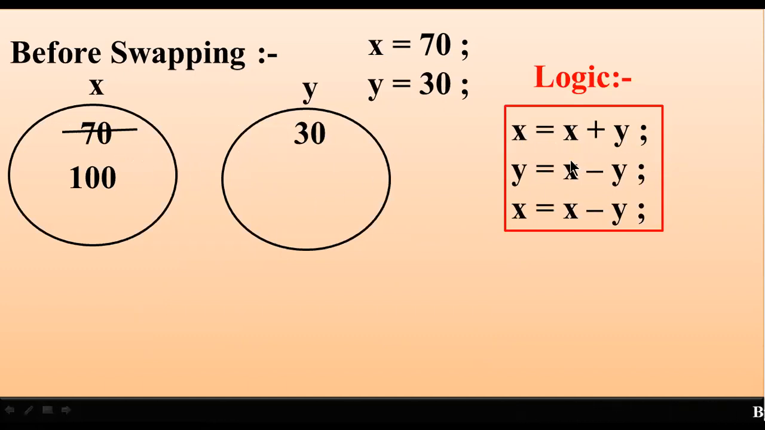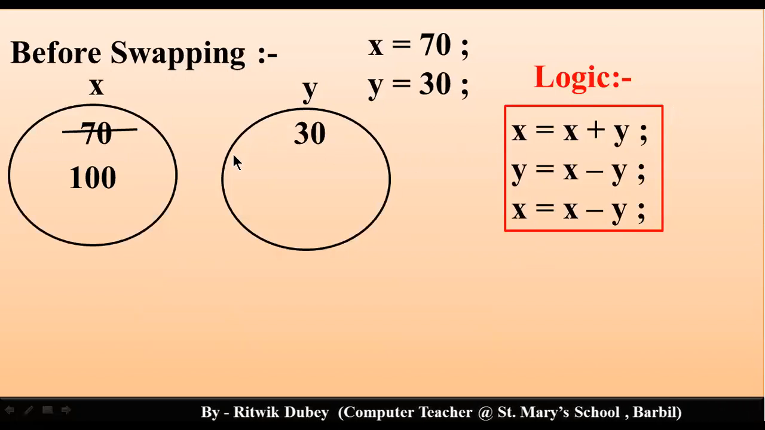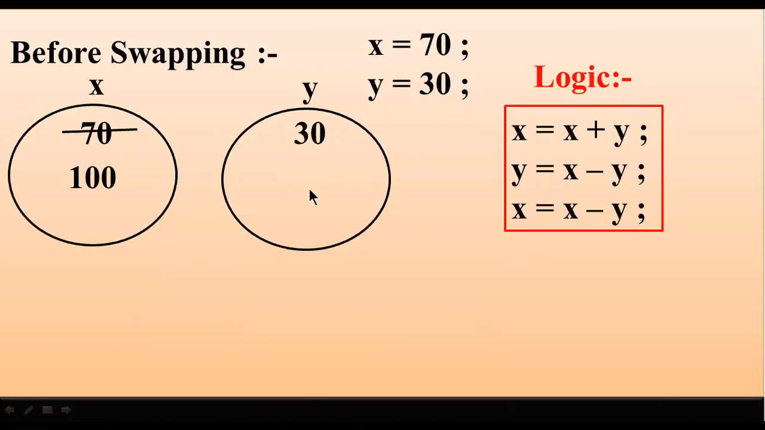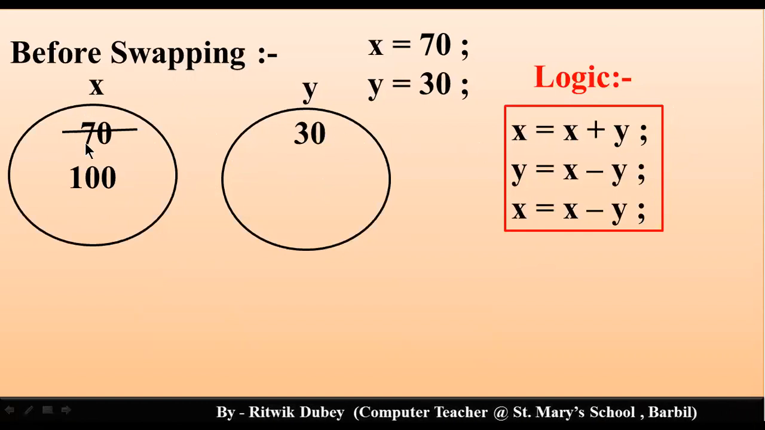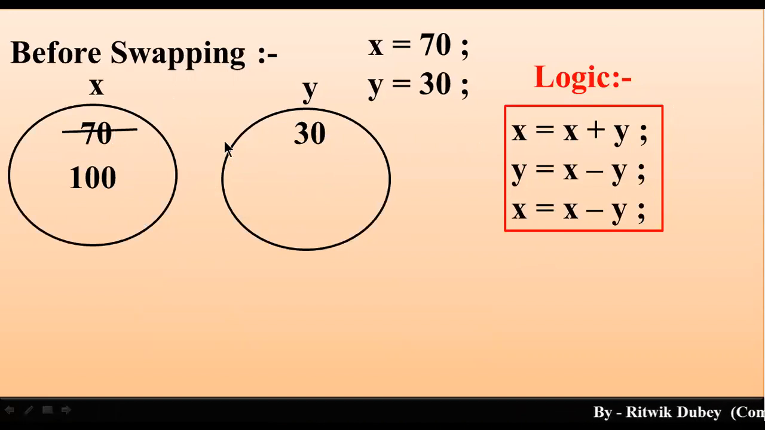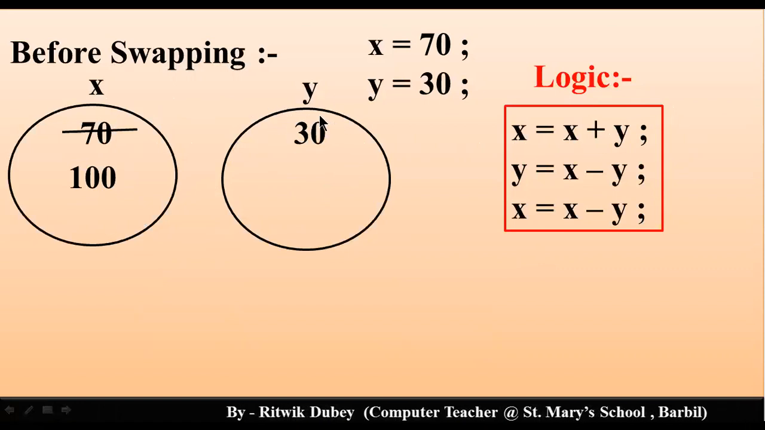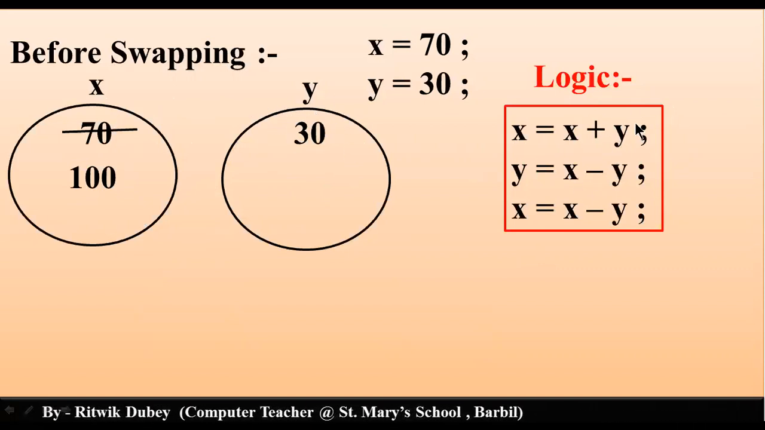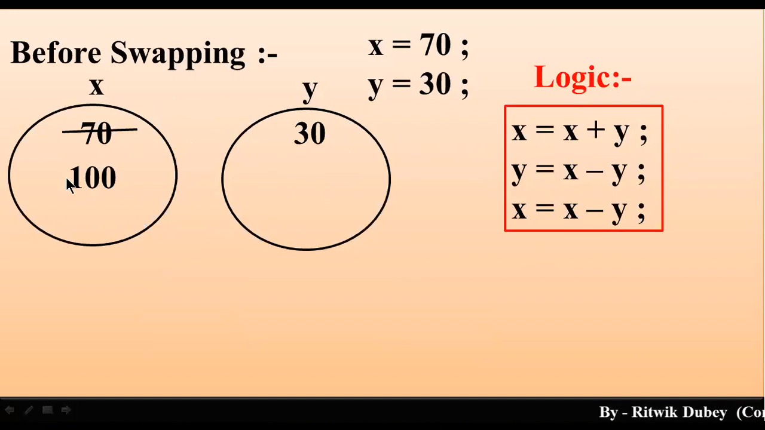Second line. Apply your mind. In y, you need 70. Don't look at the logic, just see the memory. In x you have got 100. How? Because of the first line: you have added the values of x and y and stored the result in the variable x only. So 70 plus 30 is 100, and 100 you have stored in variable x. Clear? Now apply your mind. You have 100 and 30. How can you get 70?